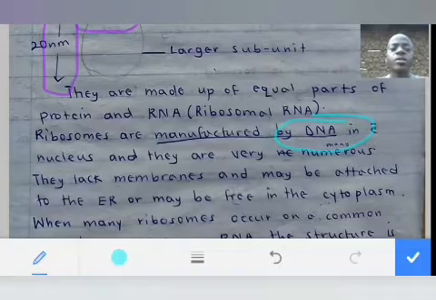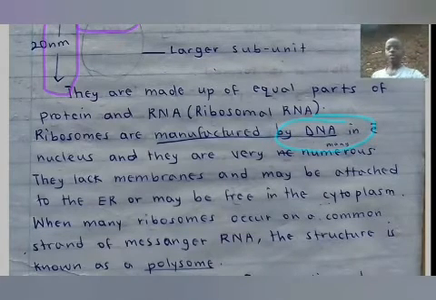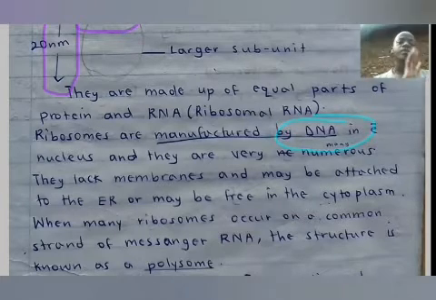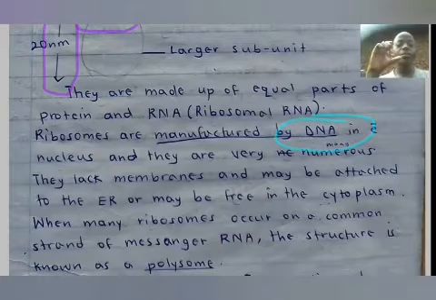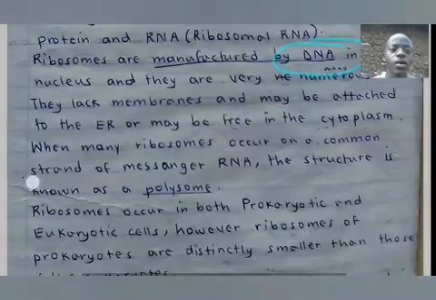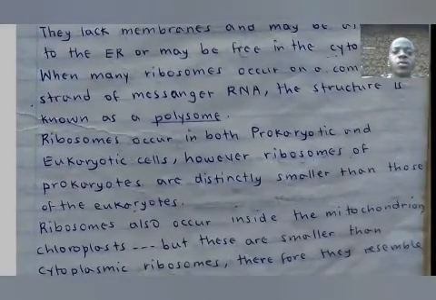So now, they are very numerous and they lack membranes, and may be attached to the endoplasmic reticulum or may be free in the cytoplasm. So they can either be attached there or they can just be there free moving in the cytoplasm. But they are manufactured by the DNA in the nucleus of the cell. So that is the ribosomes.